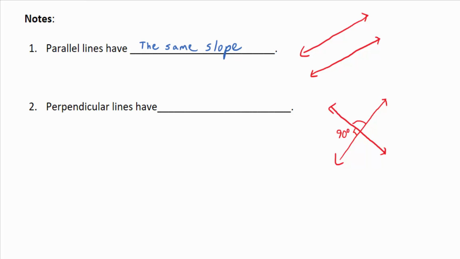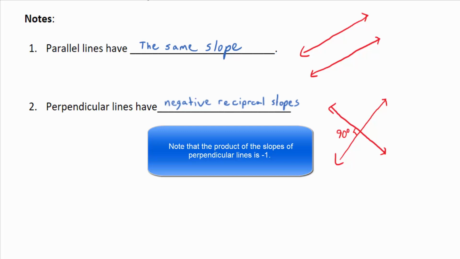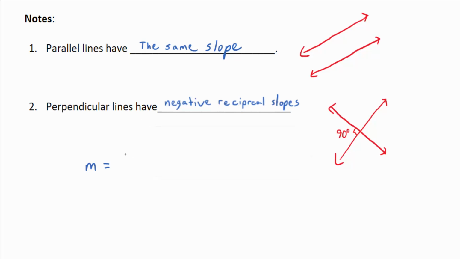And it turns out you can show that perpendicular lines have negative reciprocal slopes. For example, if I tell you a line has slope 3/4, and I tell you that's line 1, and line 2 is perpendicular to line 1, what's the slope of line 2 going to be?